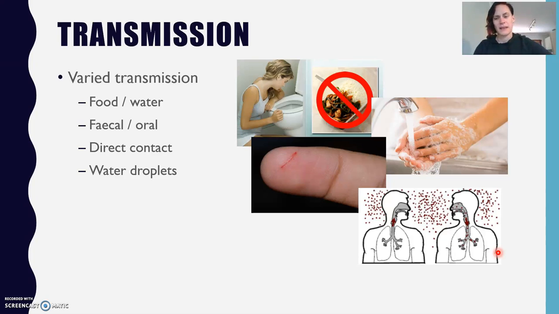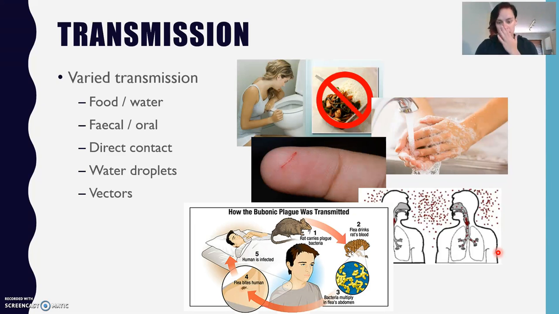Water droplets, we're talking about that sneezing, coughing, flu season situation where we're coughing out bacteria and it's staying in water droplets in the air and it's able to be picked up by other people. Vectors are those particular organisms that carry the bacterial infection. So the bubonic plague back in the day was actually carried by fleas on rats, and therefore humans contracted it from the fleas on the rats. So they had to go around killing a bunch of rats to hopefully get rid of the situation.